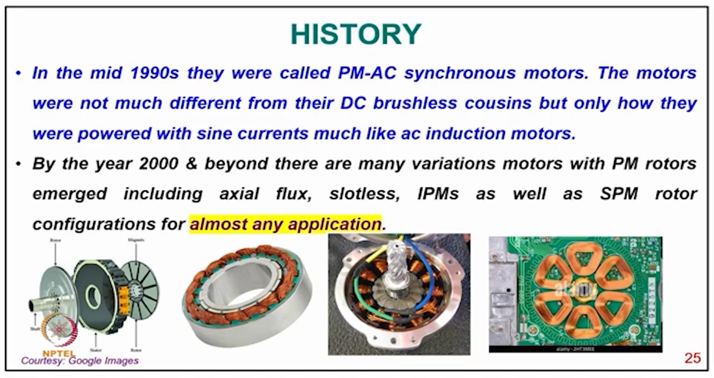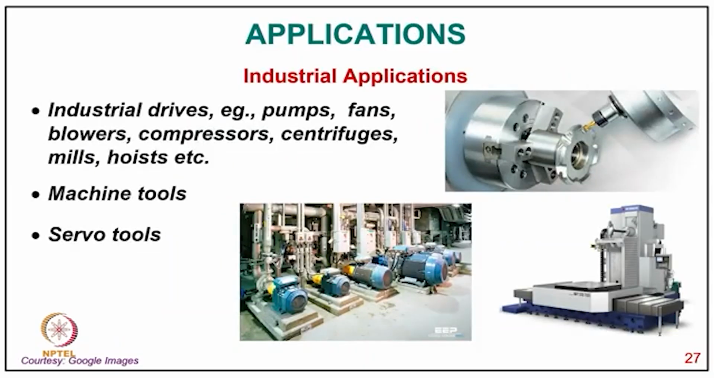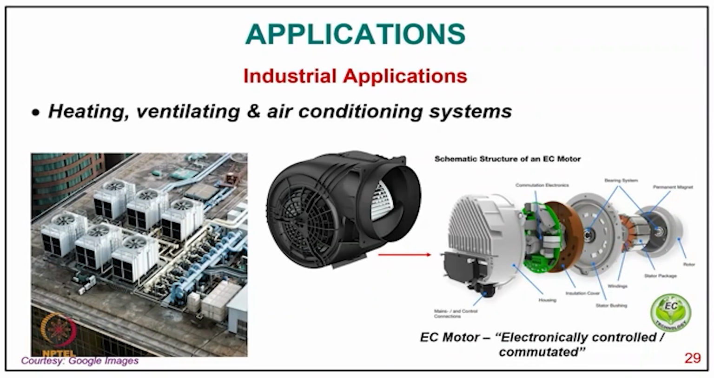So you can just see how there are axial field motors and radial field motors. Typically axial field motors are there as in the photograph you can clearly see. Now coming to applications and permanent magnet motor configuration. You can see, for industrial applications, the industrial drives like pumps, fans, blowers, compressors, centrifugal, hoists, and machine tools, as you can see here, and another for machine tool applications and servo tools with the photograph. Or you have typically automatic presses on the left side, and then the transportation system, as you can see lower, and of course robotics applications, as you can see below, by different industries.